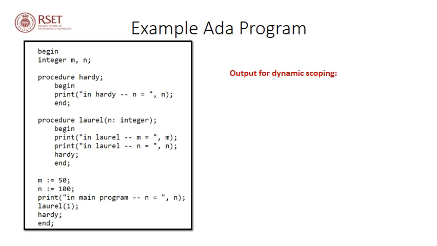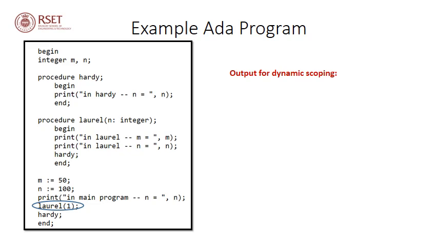Next we have a function call. We are calling the procedure Laurel, and we are passing the parameter 1 to it, and this value will get assigned to the argument n in Laurel, and the scope of the global variable n will be hidden within Laurel.